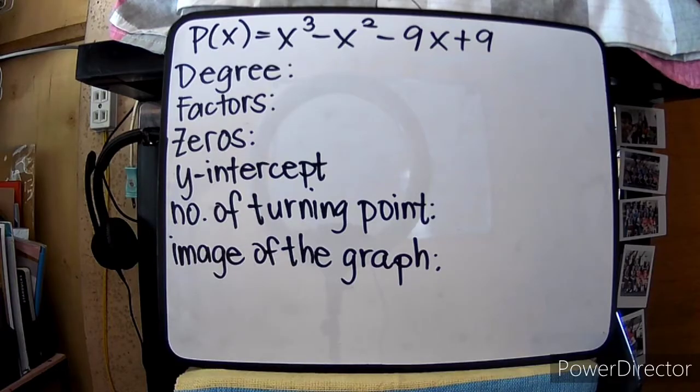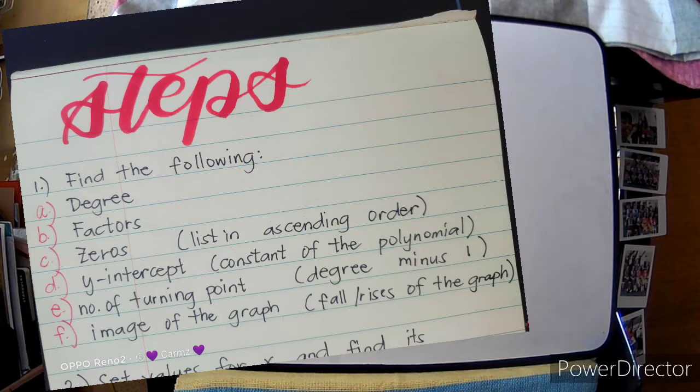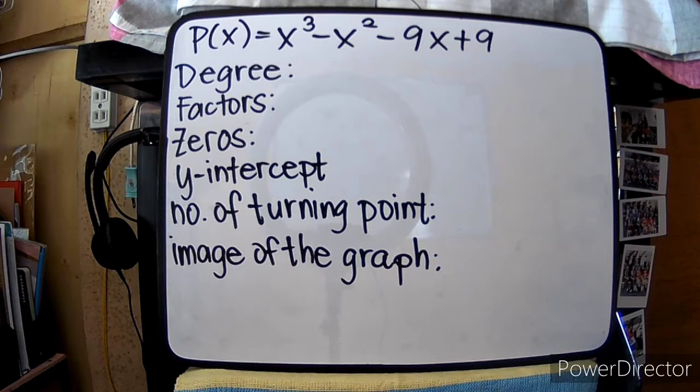This is sketching the graph of a polynomial function. So the first step is we need to find the following. By the way, I will just be explaining how I graph a polynomial function. This is how I learned, or this is how I know how to graph a polynomial function. So, una nga, i-identify muna natin, this will be our guide para sa ating pag-graph.